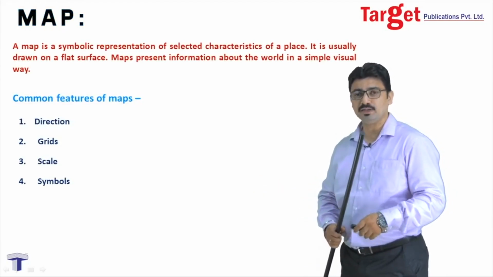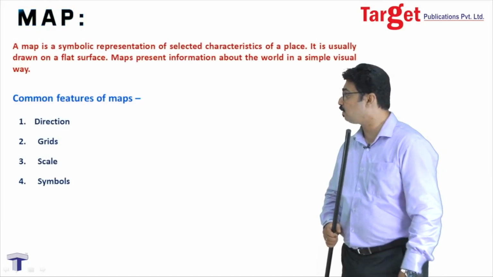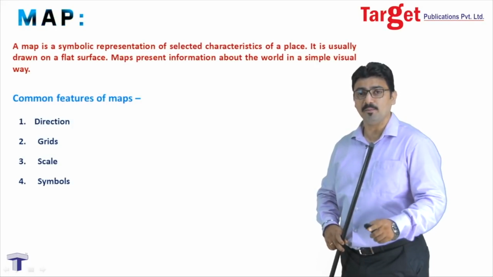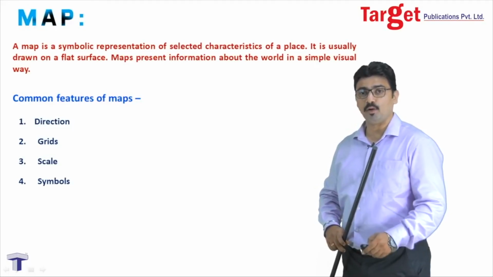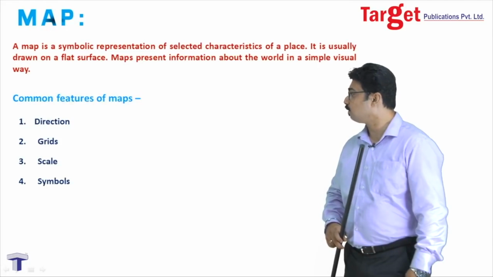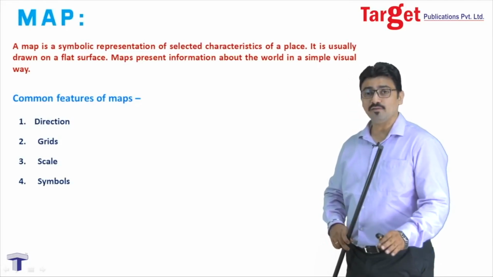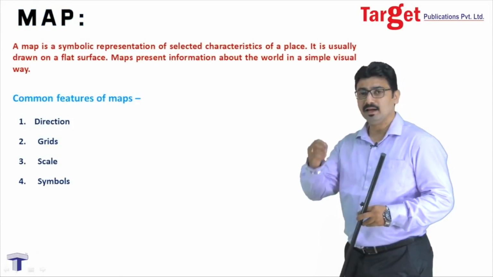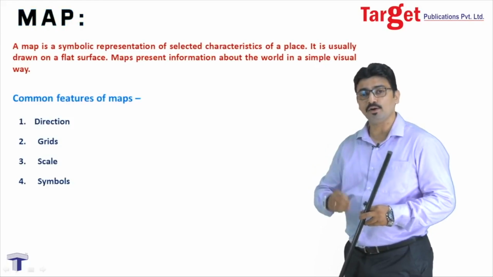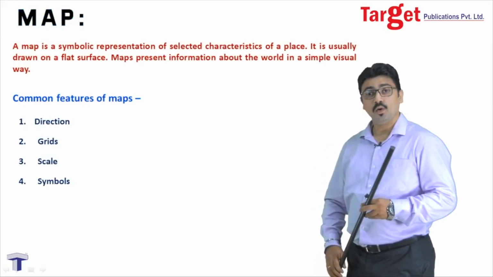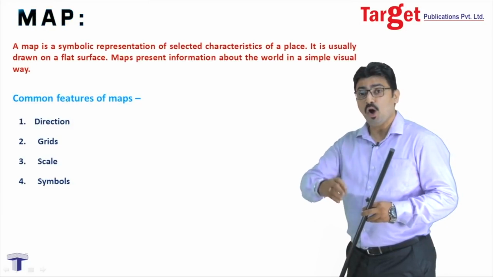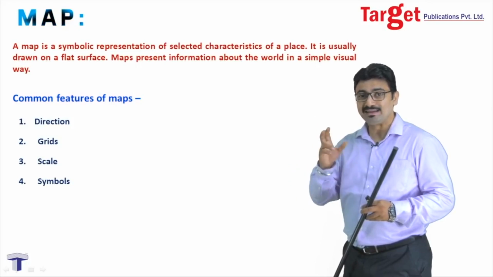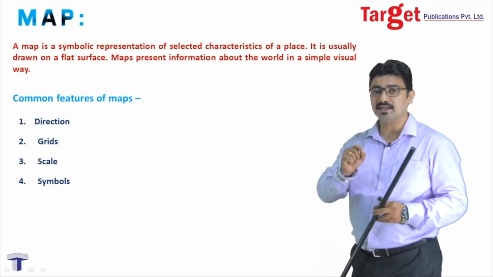So what are some of the common features of a map? Some of the common features are direction. Every map has an arrow or some way of representing the four important directions. The next feature is grids. There are grids of latitudes and longitudes on most maps. They help us locate the extent of a region. The third important thing is the scale. Scale tells us how the given map is connected with the real distance on the earth. This relation is highlighted by the scale.